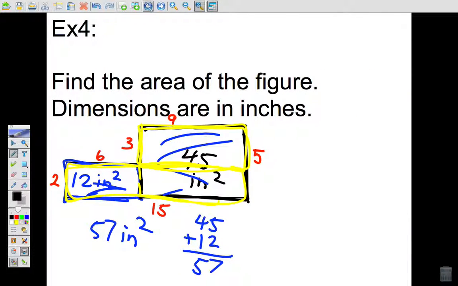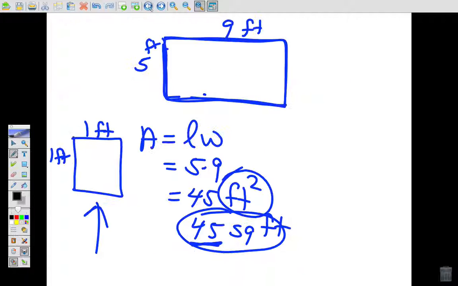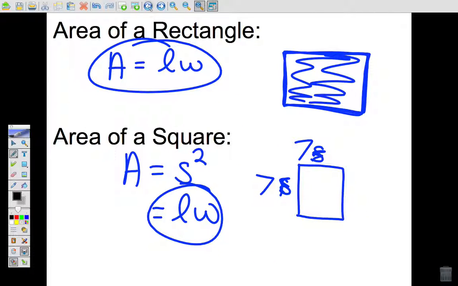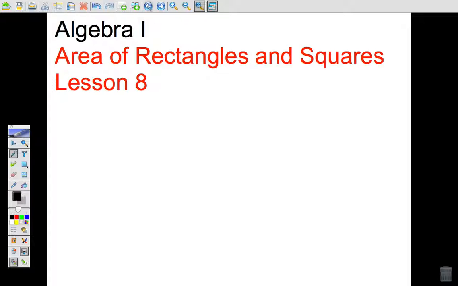All right, so what I wanted to do here is just really break down area, because I know you've had area before, but I really wanted to break down, make sure you understand the concept of area, and then go over a little bit more complicated problems using that.